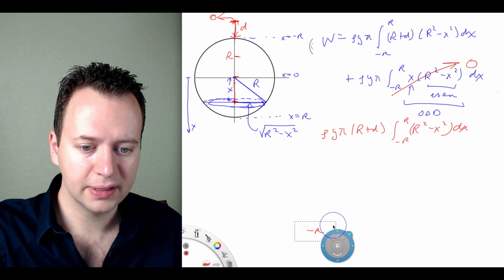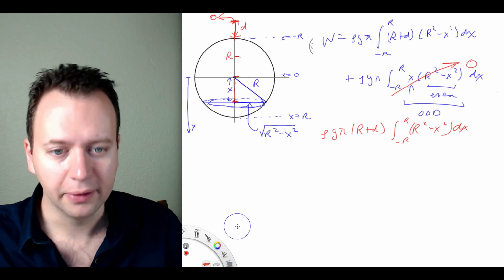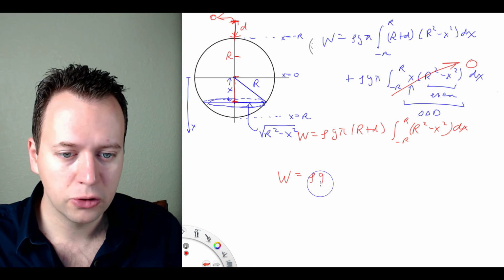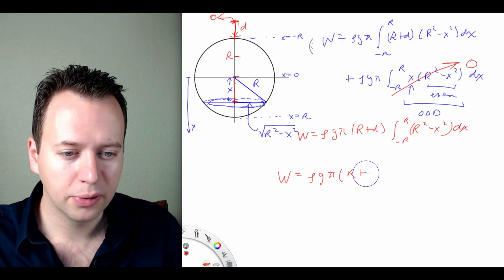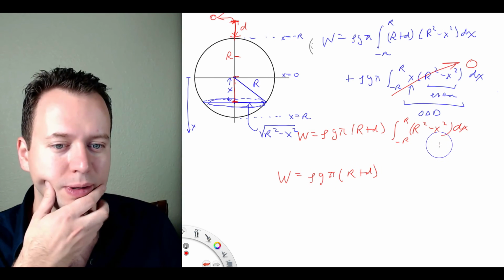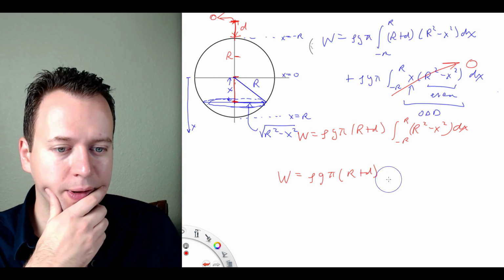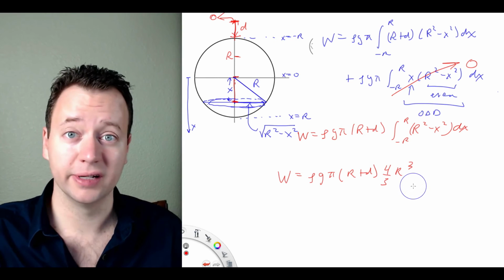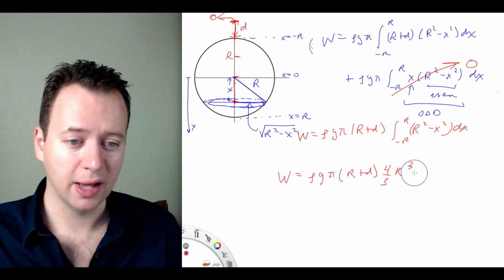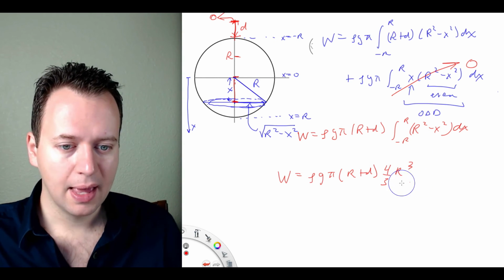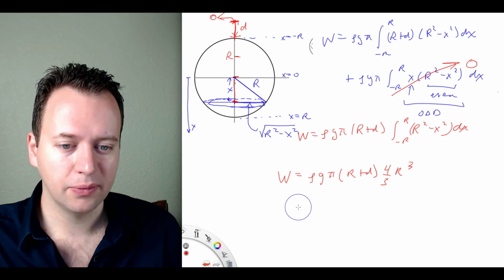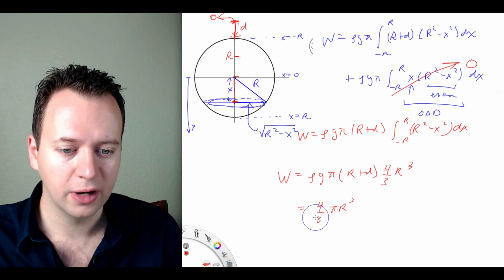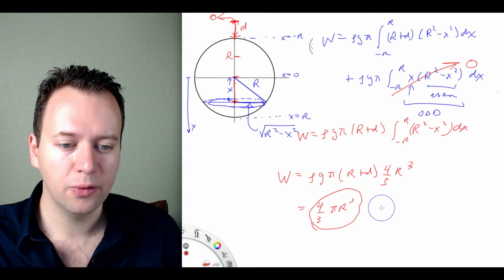Now if you work this out, what you get is rho g pi times r plus d, and this integral gets you 4/3 r cubed. So this integral works out to be 4/3 r cubed, and again you can pause the video and confirm that. Now what do we have here? Something very interesting is happening. We have 4/3 pi r cubed. I'm rearranging the terms. This is just the total volume of water.